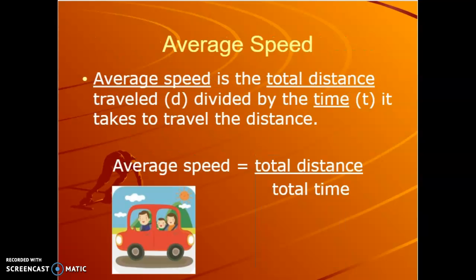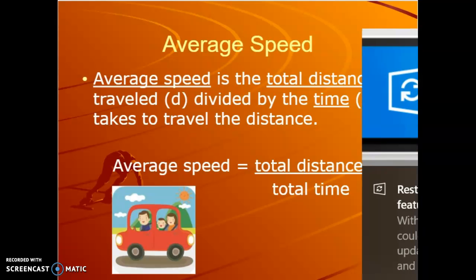So the definition of average speed is the total distance traveled divided by the total time it takes to travel that distance. So whenever we want to calculate average speed, all we have to do is take the total distance of the trip divided by the total time it took to do the trip, and then that will give us our average speed. This is different than instantaneous speed, which is your speed at a set point in a trip, or in that instant.